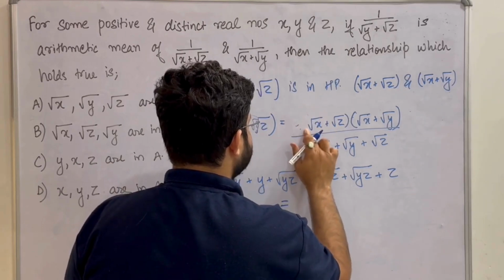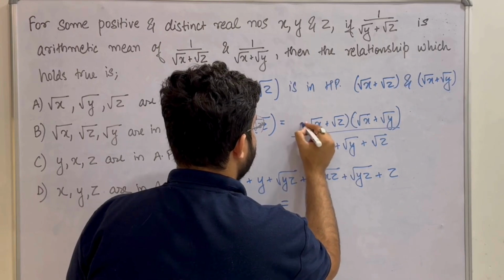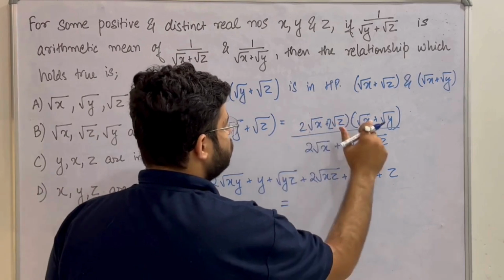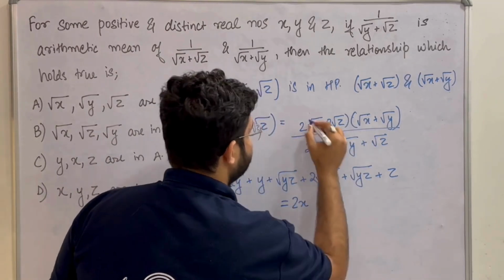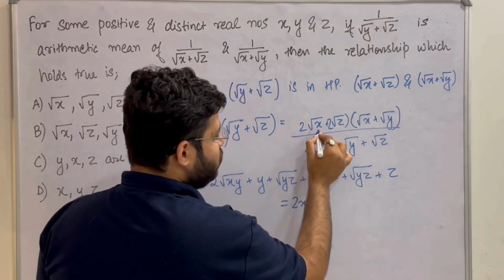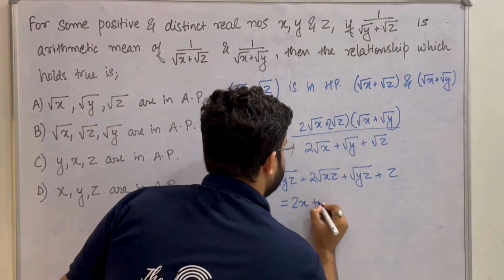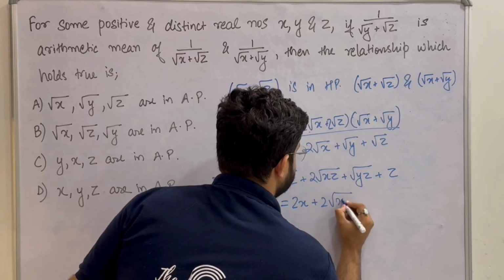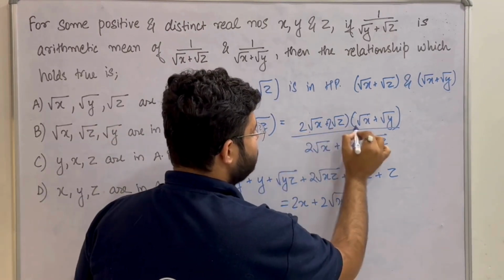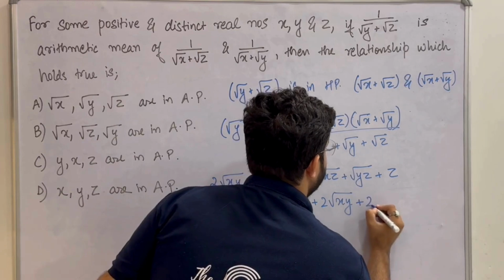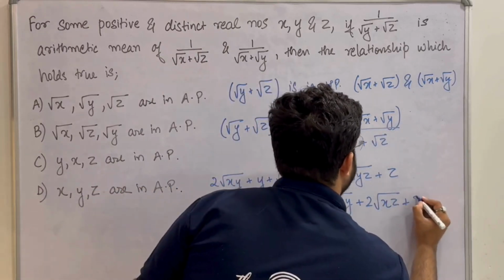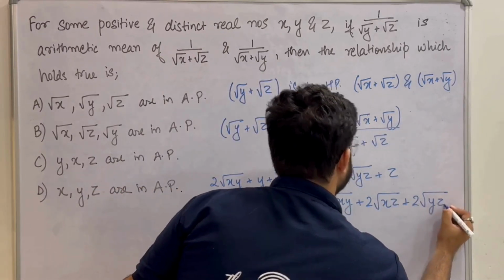Let's simply assume it as 2 times root x and 2 times root z. Now the calculation for us is going to be much simpler. So 2 times root x multiplied by root x is 2x. 2 times root x multiplied by root y is going to give me 2 times root xy, right? Similarly, 2 times root x with root z is going to give me 2 times root xz, and this one is going to give me 2 times root yz, right?